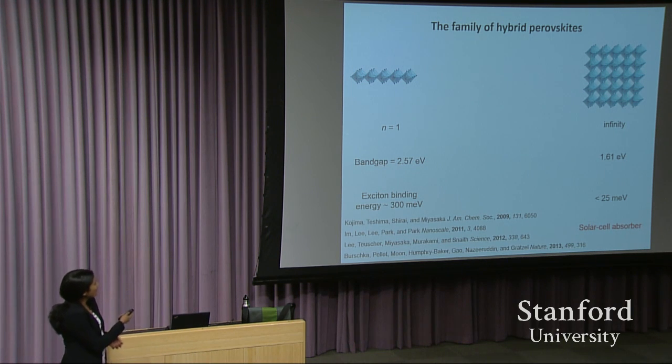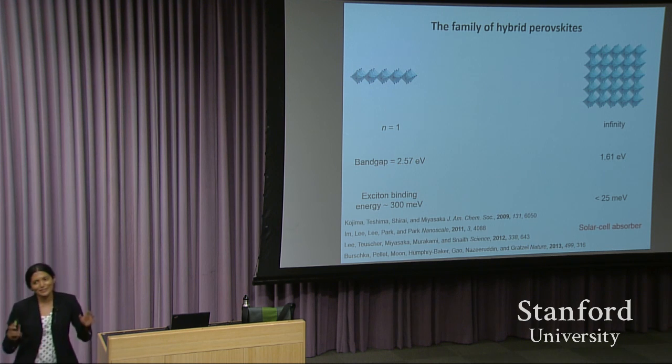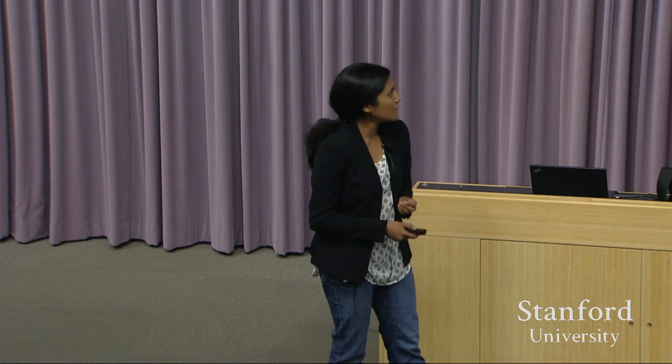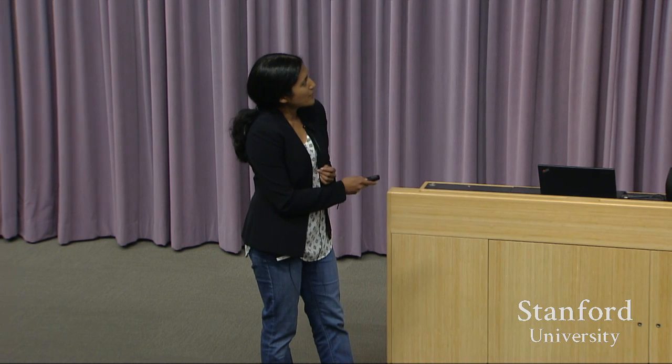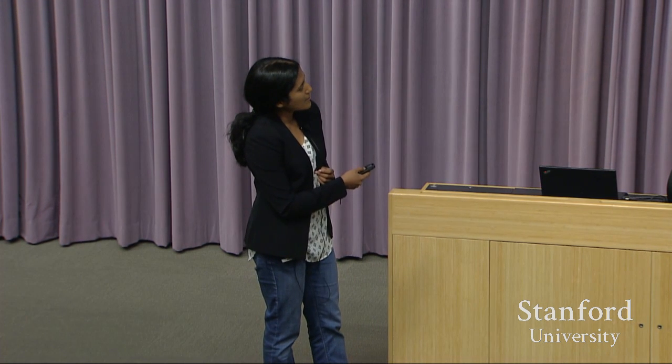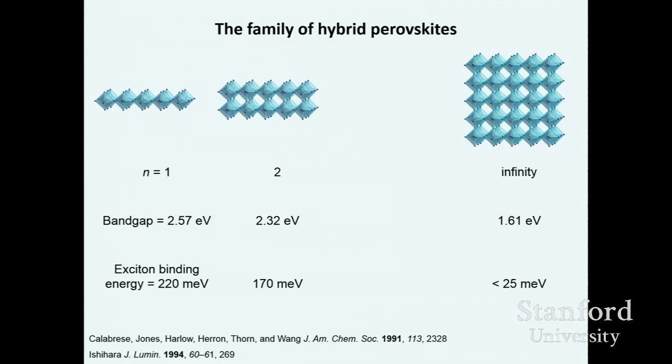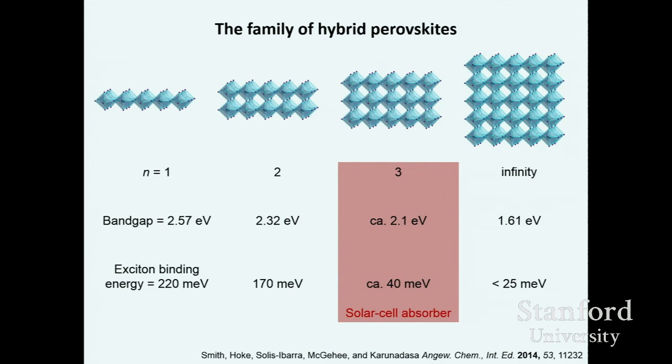But you might guess from the way that I have positioned these structures, these are just two extremes in what is really a continuum. And we can access these intermediate perovskites by using a mixture of both small and large cations. So the N equals 2 perovskite was crystallized in the 1990s. And you can see that the band gap drops a little bit, the exciton binding energy drops a little bit. And we were able to crystallize the first N equals 3 lead iodide perovskite.